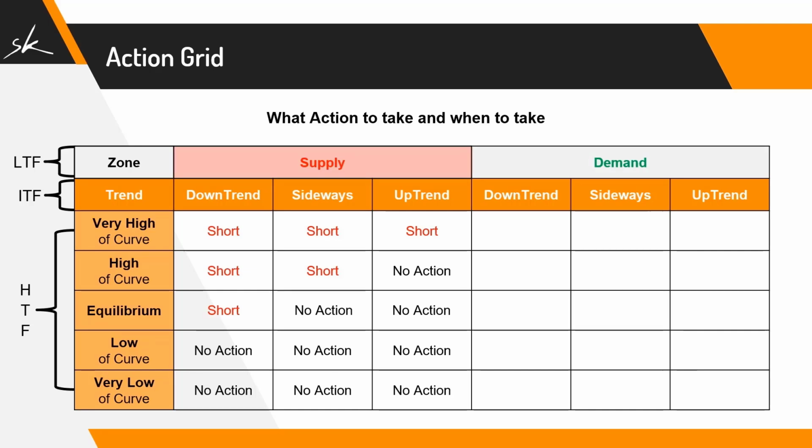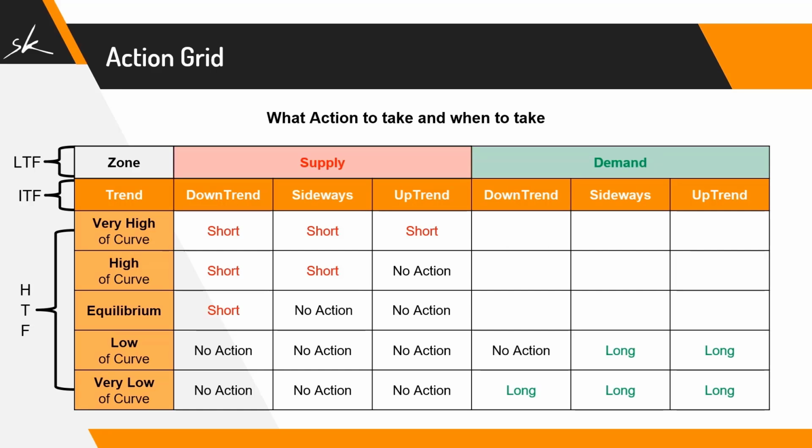What should be our action at a lower time frame demand zone with respect to different locations and trend? When a demand zone is located very low of the curve, it means cheap price and also an area from where we anticipate prices to move up. Our action will be to go long, be that uptrend, sideways trend or downtrend. When a demand zone is located low of the curve, it means cheap price but it can still get cheaper. Our action will be to go long if the trend has already changed to an uptrend, long if the trend is sideways, and no action if the trend is downtrend.